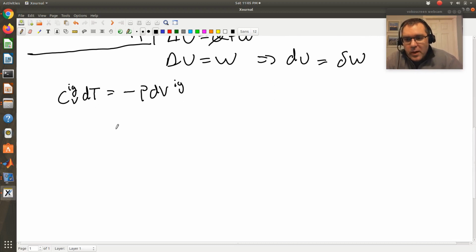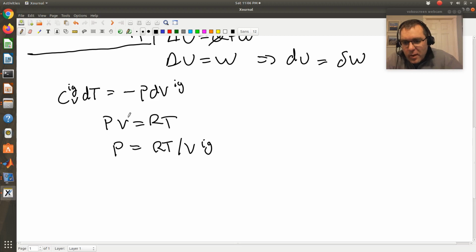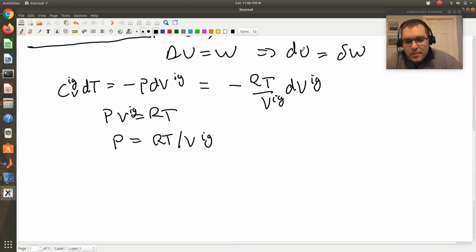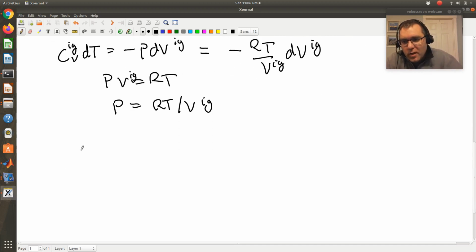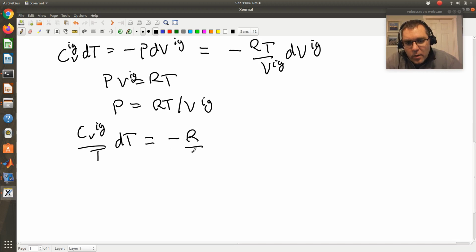So what we'll do is, from the ideal gas equation of state, we know PV is equal to RT. So P then is equal to RT over V. I'm going to put a superscript on here to remind myself that this is an ideal gas. We're using the ideal gas equation of state. So CV dT then I could write as negative RT over V ideal gas times dV ideal gas. Now I'm going to bring T over to the left-hand side, and write this as CV over T dT is equal to negative R over V^IG dV^IG.